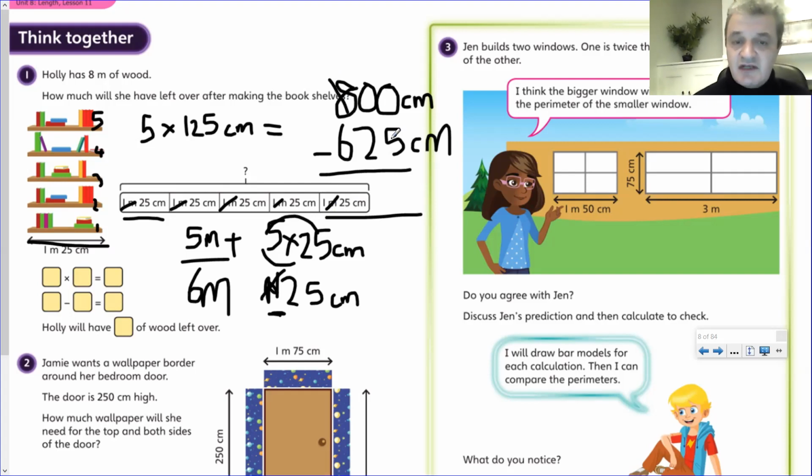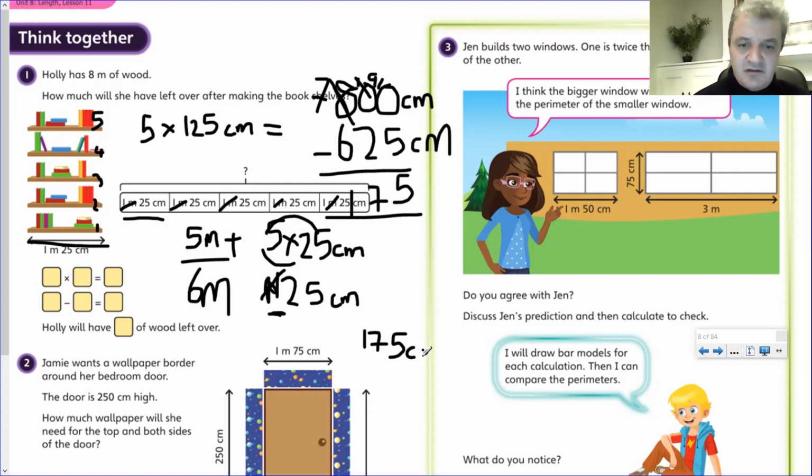So 0, take away 5 ones. Can't do anything. 0, take away 2, so I have to rename this hundreds, 10 tens. I exchange one of those tens. I've got 10 ones, take away 5 ones. That's 5. I've got 9 tens, take away 2 tens. 7. I've got 700 centimeters, take away 600, and that leaves me 100. So the amount of wood I've got left is 175 centimeters.